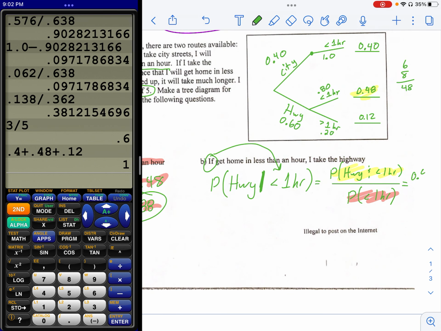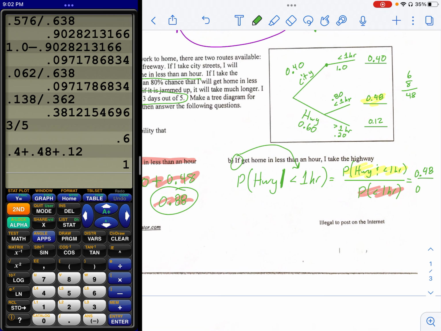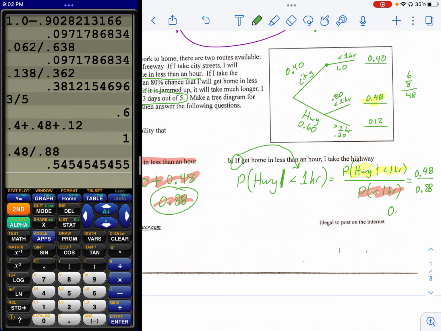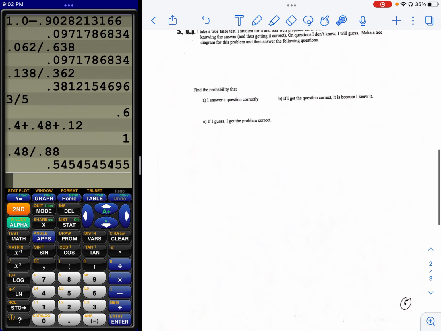So it's 0.48 over 0.88, and what do I have? So 0.54 repeating, looks like 54% of the time, if I get home in less than an hour, it means I took the highway.